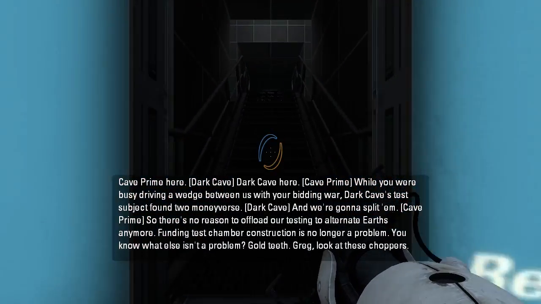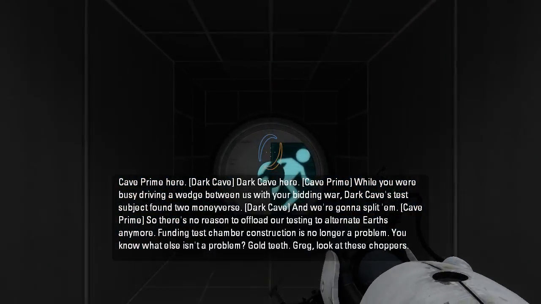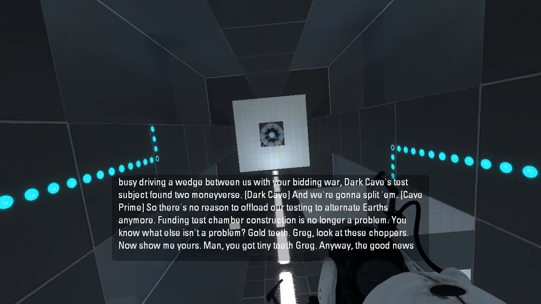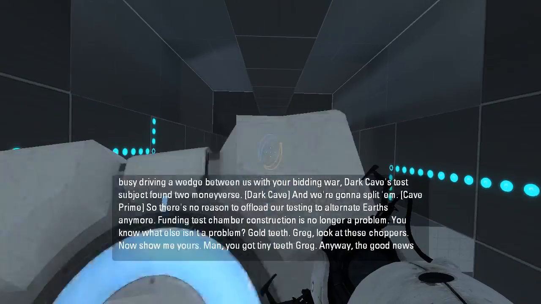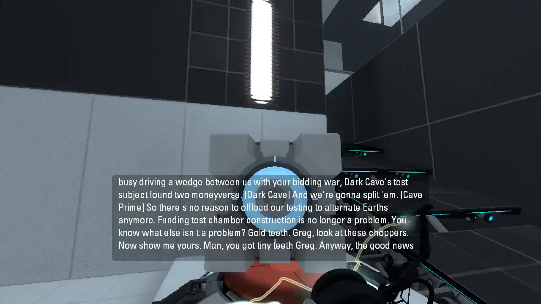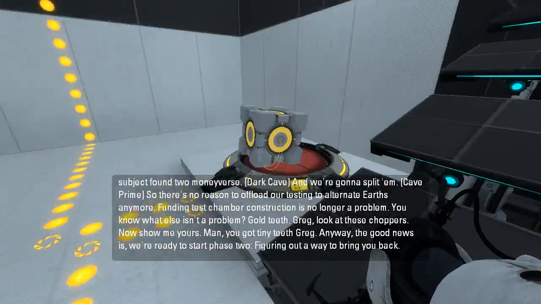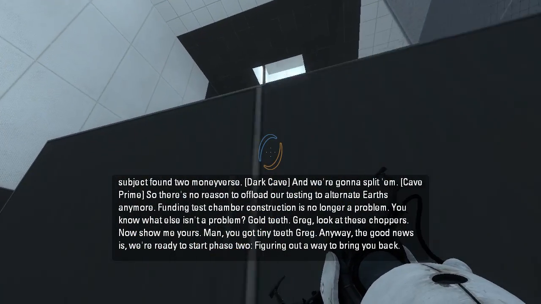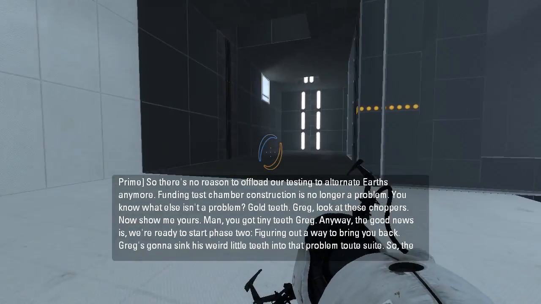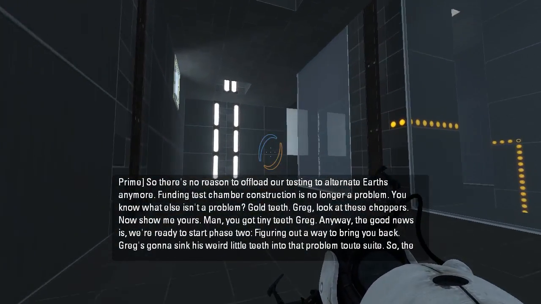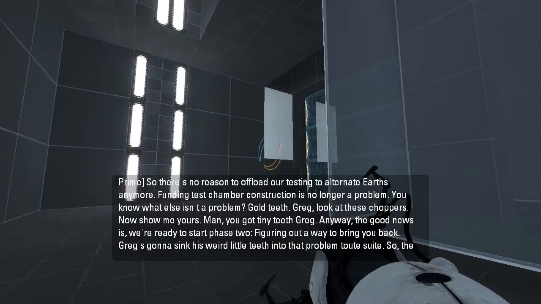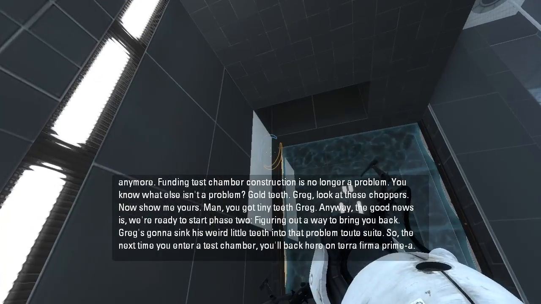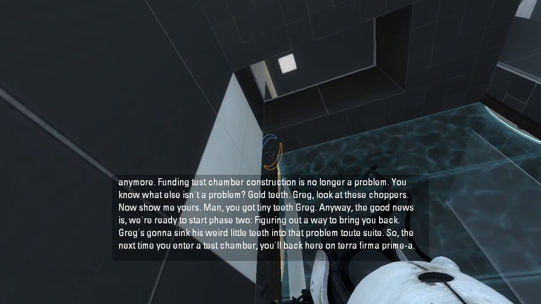Cave Prime here. Dark Cave here. While you were busy driving a wedge between us with your bidding war, Dark Cave's test subject found two money verses, and we're going to split them. So there's no reason to offload our testing to alternate Earths anymore. Funding test chamber construction is no longer a problem. You know what else isn't a problem? Gold teeth. Greg, look at these choppers. Now, show me yours. Man, you've got tiny teeth, Greg. Anyway, the good news is we're ready to start phase two, figuring out a way to bring you back. Greg's gonna sink his weird little teeth into that problem too. Sweet. So, next time you enter a test chamber, you'll be back here on Terra Firma Prima.